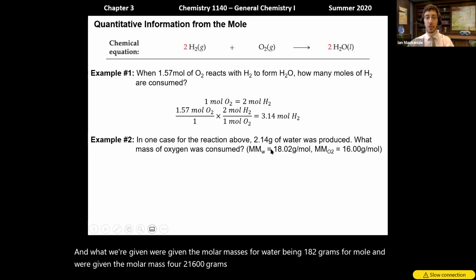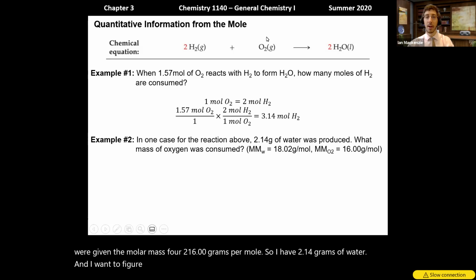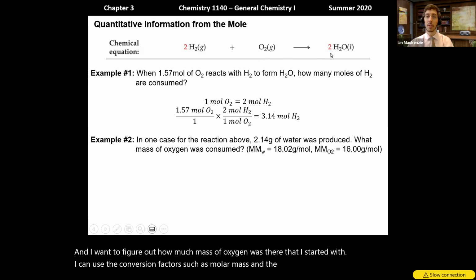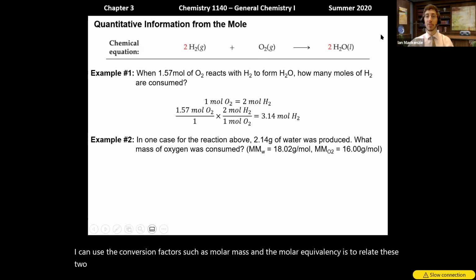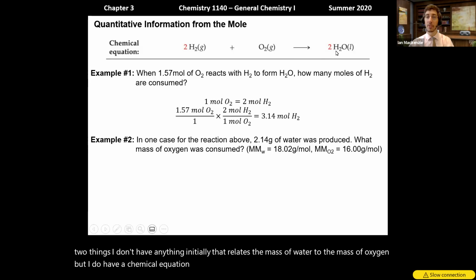So I have 2.14 grams of water, and I want to figure out how much mass of oxygen I started with. Well, I can use conversion factors such as molar mass and the molar equivalencies to relate these two things. I don't have anything initially that relates the mass of water to the mass of oxygen, but I do have a chemical equation that relates the molar amounts.